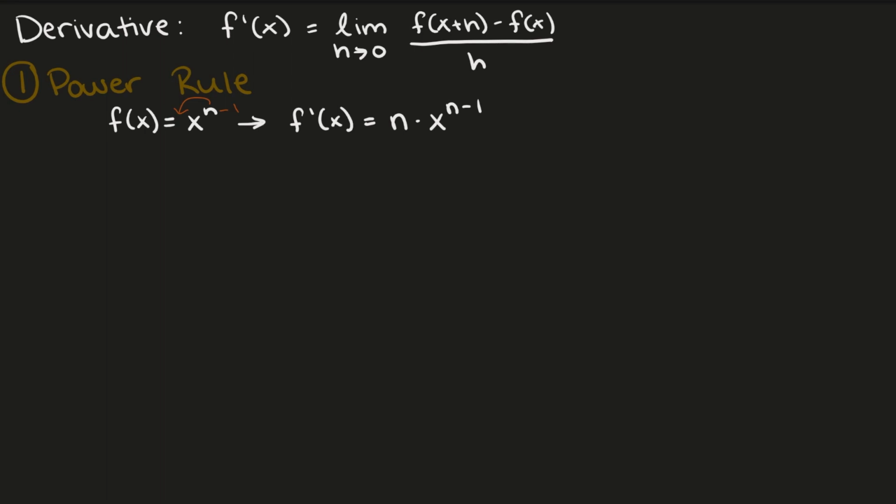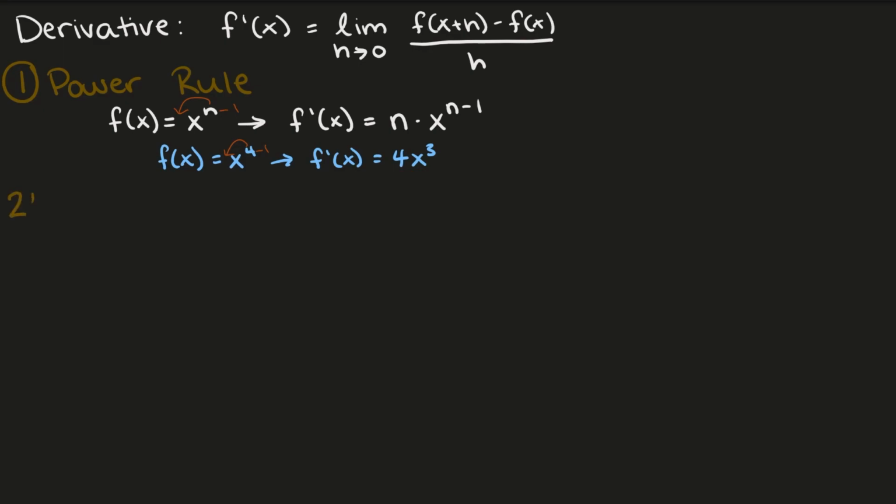So for example, if we have f of x equals x to the fourth, then our derivative, f prime x, will be equal to 4x to the third. We would bring our 4 down and then subtract 1, which gives us 4x to the third.